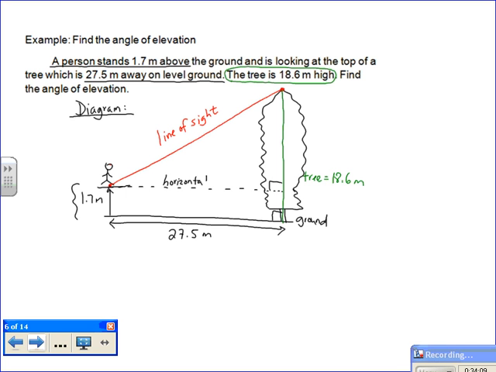I am going to need that because I'm asked for the angle of elevation, and that's the angle between the line of sight and the lower horizontal. So I have to put a horizontal line in there. And I'm looking for this angle now, the angle of elevation. That's what I want. So that's my angle of elevation.